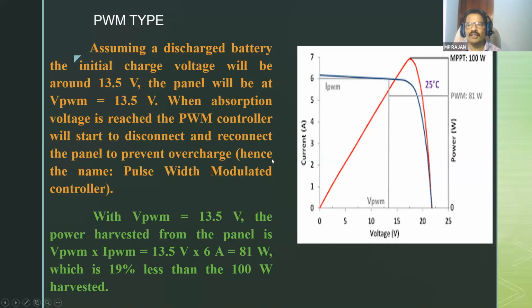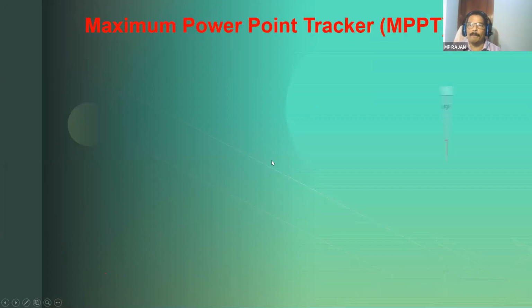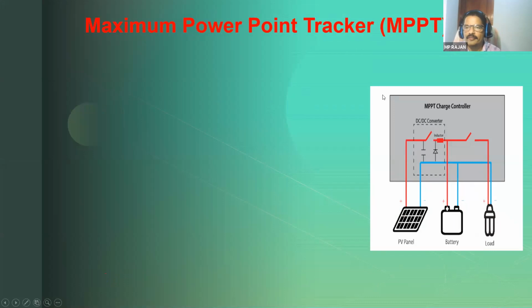Okay, so now let us see what is happening in the MPPT type. See, this is the simple circuit for this one. An additional DC to DC converter switch is there. That means your solar panel is not directly connected to the battery or the load. It is connected through MPPT, then through a DC to DC converter, just like a transformer. We can say this is just like a transformer.